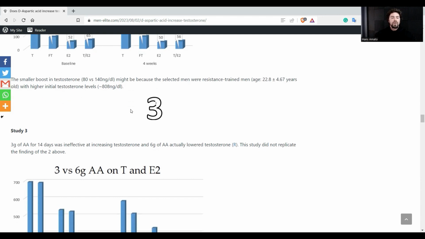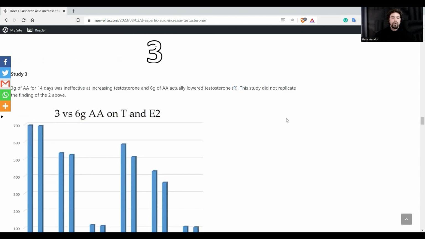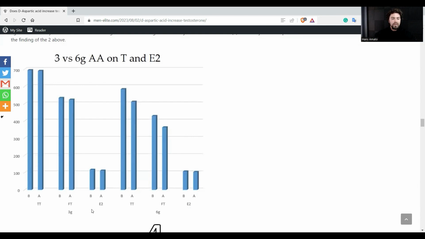Right, moving on to study 3, they again used 3 grams of aspartic acid for 14 days, and that was ineffective. And then 6 grams of aspartic acid actually lowered your testosterone. So this study does not replicate the findings of the 2 above studies. Here you can see this is the group for the 3 grams, and this is the group for the 6 grams. So testosterone actually didn't even increase at all.